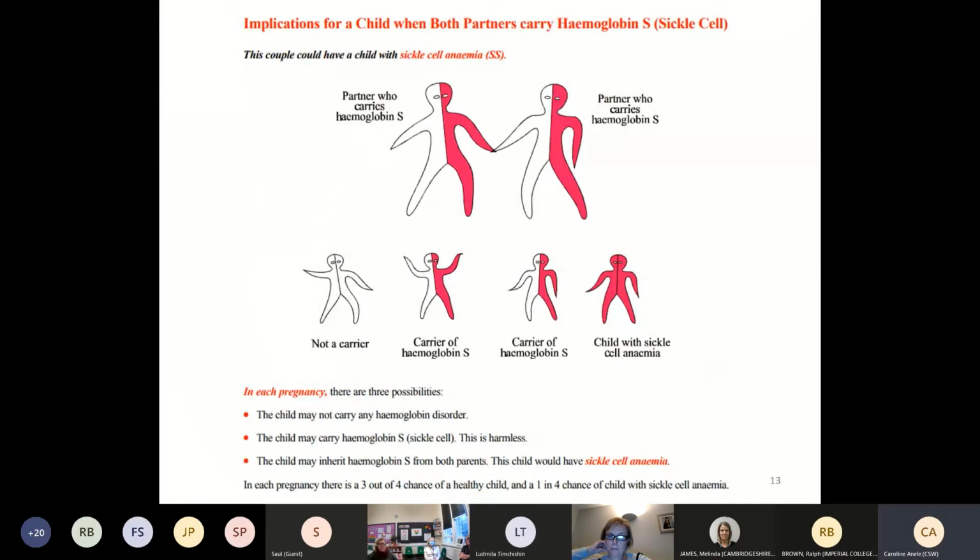Now, if two carriers are having a baby, there are different outcomes. And in this slide, we have two carriers having a baby, and each of them is a hemoglobin S carrier. Every time they have a baby together, there is a 1 in 4 chance where the baby inherits the normal hemoglobin, which is hemoglobin AA, a 2 in 4 chance where the baby may inherit hemoglobin A and S, and in 1 in 4 chance the baby may inherit the 2 hemoglobin S genes and get sickle cell disease. And this is for every pregnancy.